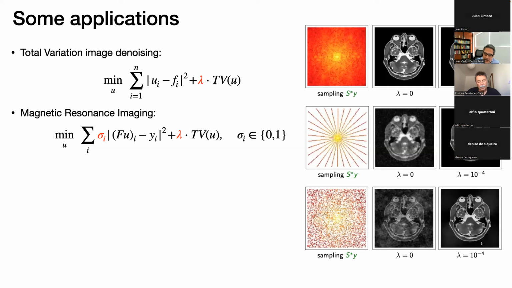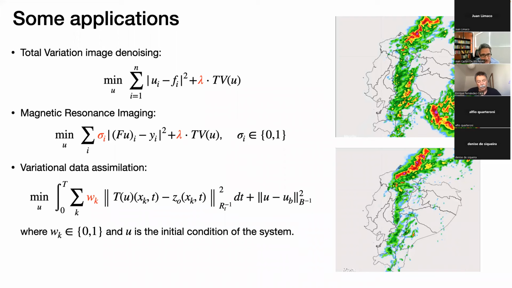And if you consider the total variation, then you get a better reconstruction of the MRI image. Finally, this is an example coming from meteorology. This is the variational data assimilation problem. And in this case, in general data assimilation, what you want to do is reconstruct the initial condition of the dynamical system so that it matches the observations that you can obtain.